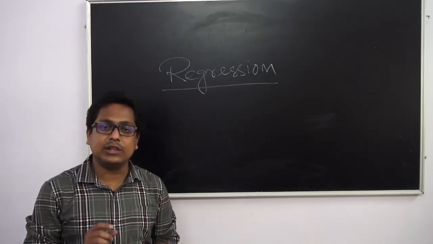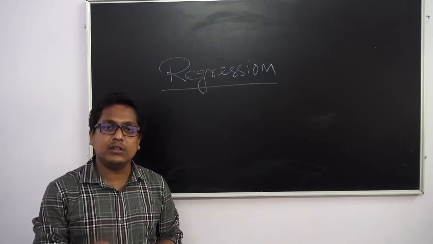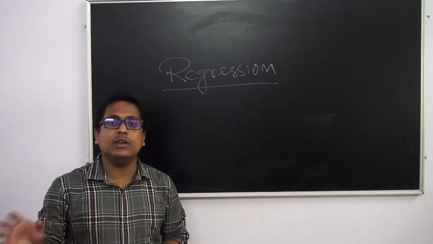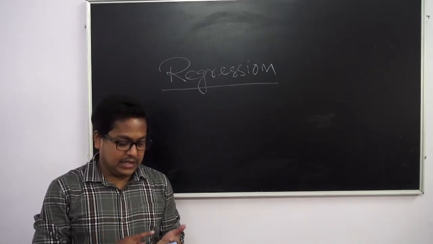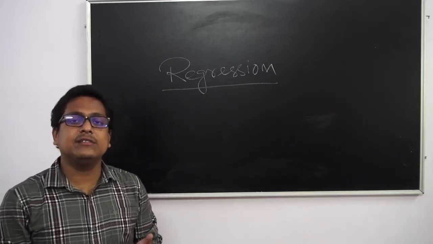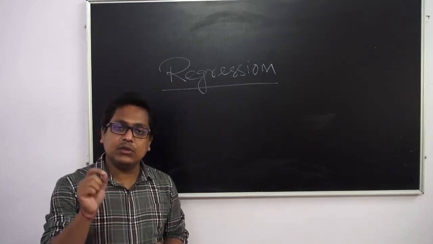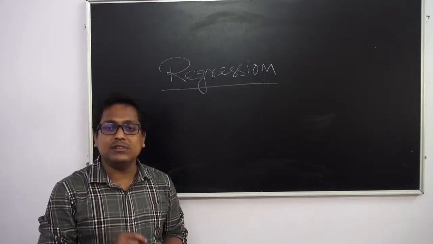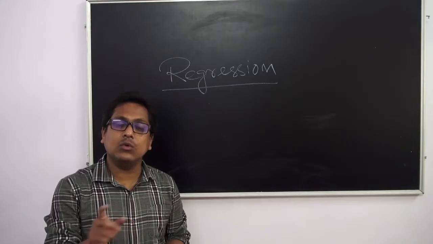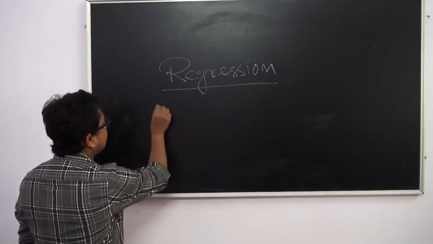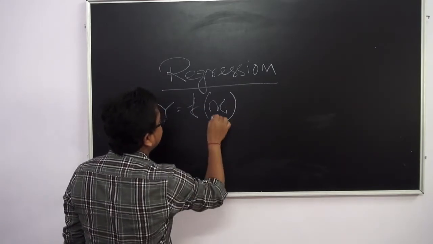Sir Francis Galton coined the term regression. So what is regression analysis? Regression analysis is the study of dependence of one variable on one or more independent variables. In regression analysis, the ultimate objective is to predict or estimate the average value of the dependent variable for given values of the independent variables. So I can say in regression analysis, the dependent variable is a function of one or more independent variables, and it can be represented as y = f(xi).